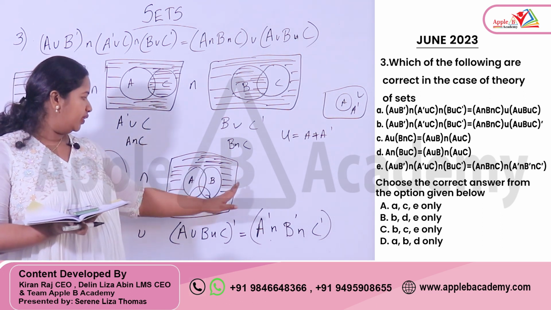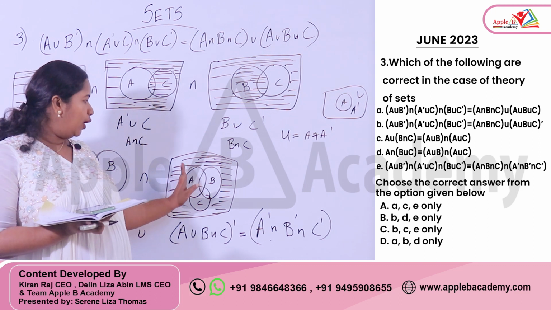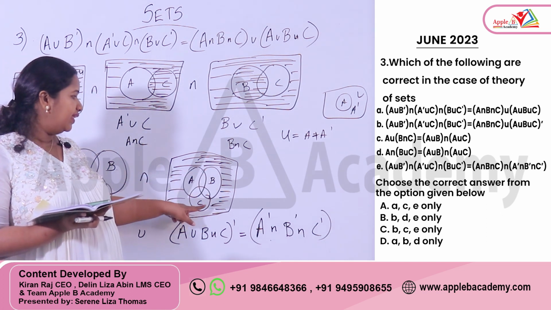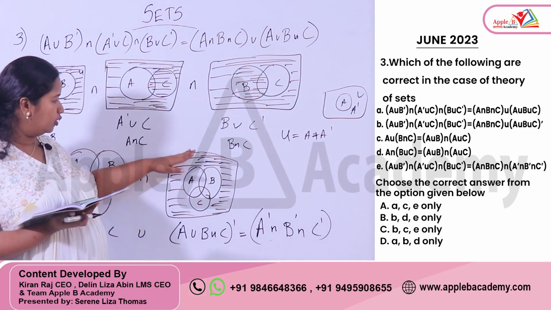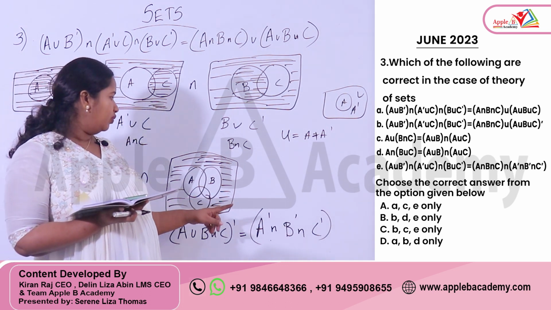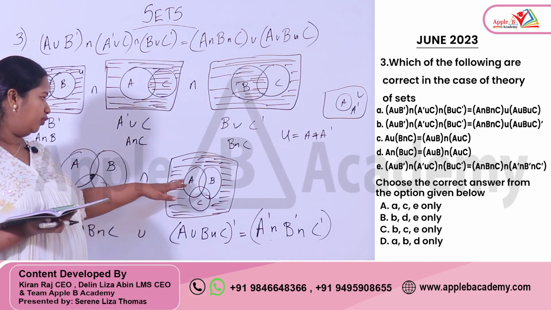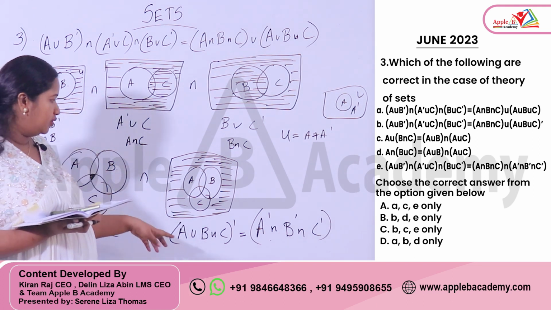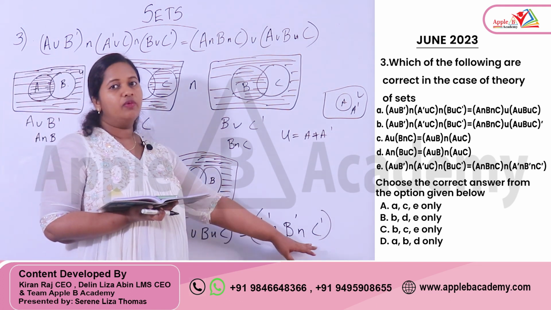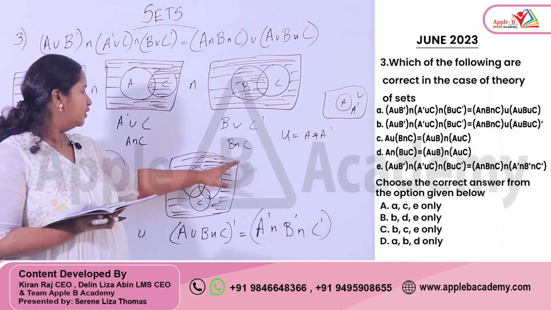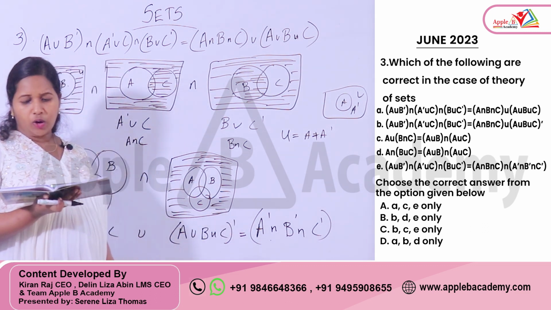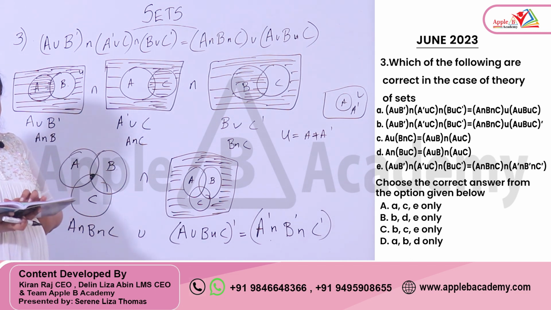A complement means the area outside the realm of A. B complement means the area outside the realm of B, which includes A and C. And C complement means the area which is outside the realm of C. Now it's the intersection. So what is common between A complement, B complement and C complement? The common area is this outside portion, which is the same as A union B union C, the whole complement. So option B and option E, both are correct.